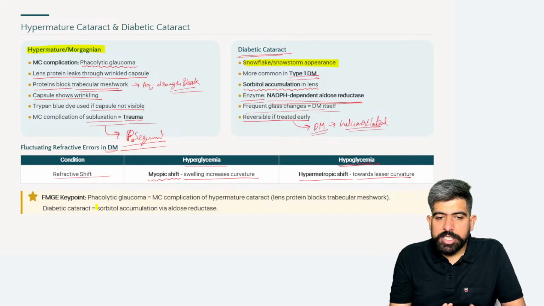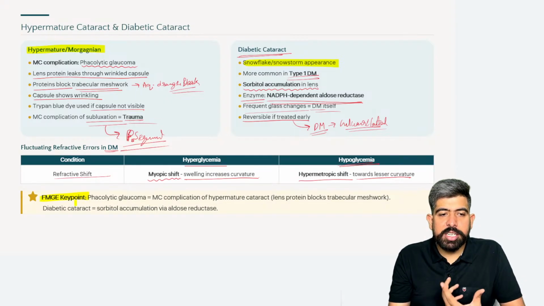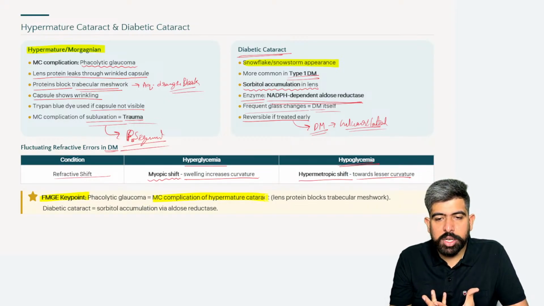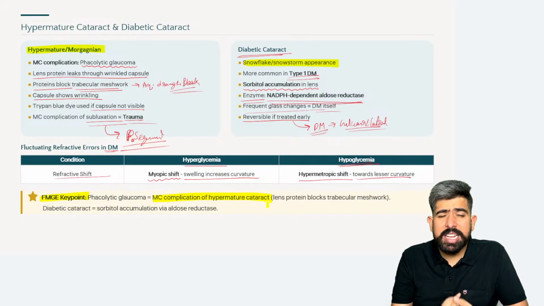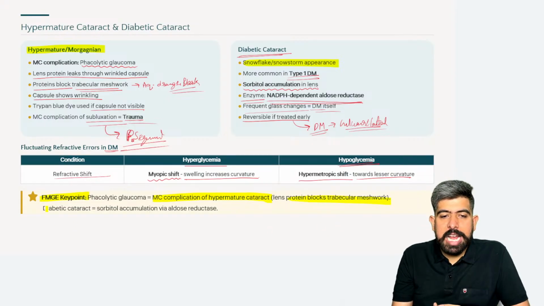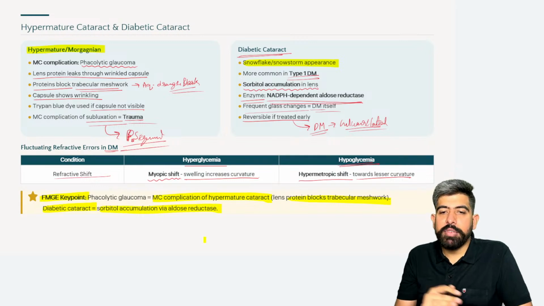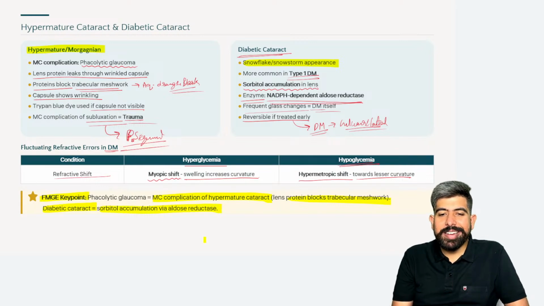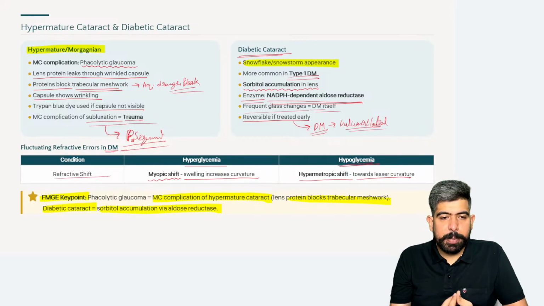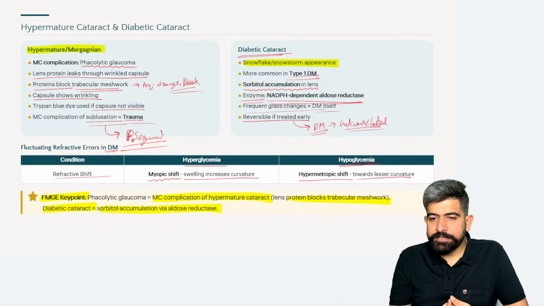Now, please remember the FMG key point, as I always mention in every topic slide. Please remember that phacolytic glaucoma is the most common complication of hypermature cataract, which is known as Morgagnian cataract, right? And what is the reason for it? Yes, the lens protein blocks the trabecular meshwork. In diabetic cataract, it is the sorbitol accumulation. And please remember, by which enzyme? Yes, aldose reductase. The enzyme responsible for it is aldose reductase. Is it clear?